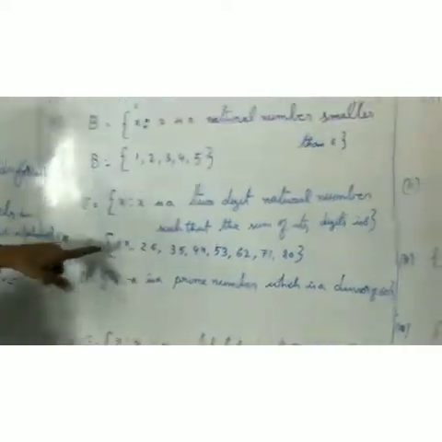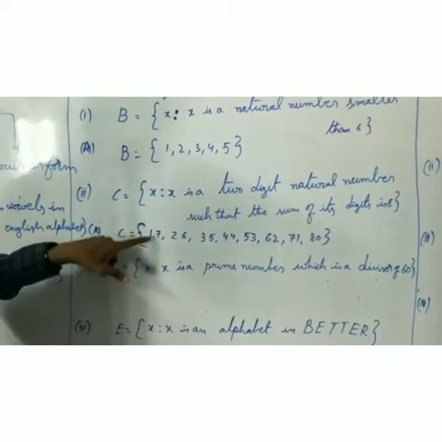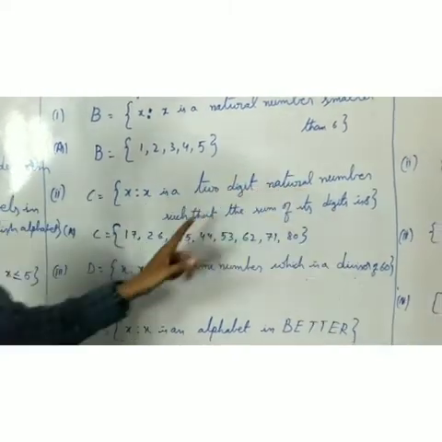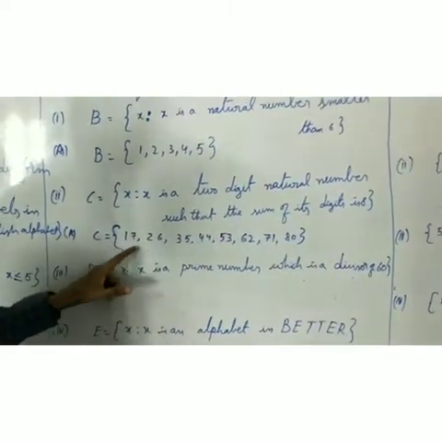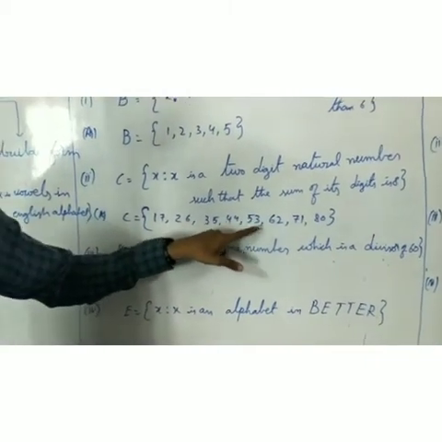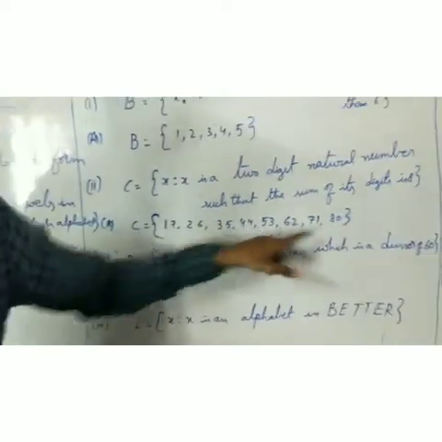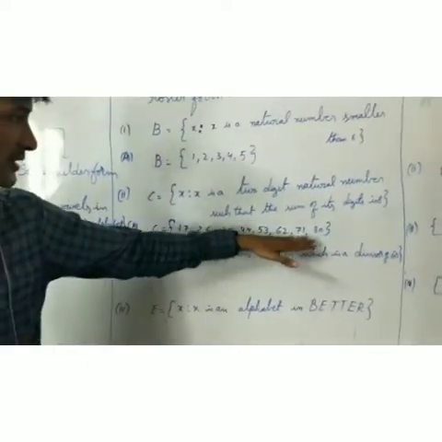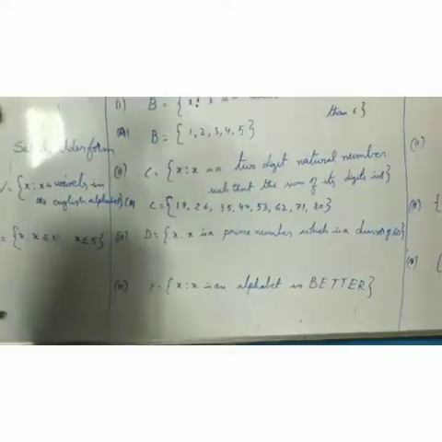These are the numbers. So once you see here, x is a 2-digit natural number such that the sum of its digits is 8, means 1 plus 7 is 8: 17, 26, 35, 44, 53, 62, 71, 80. If you add the digits of these 2-digit numbers, we can get 8.